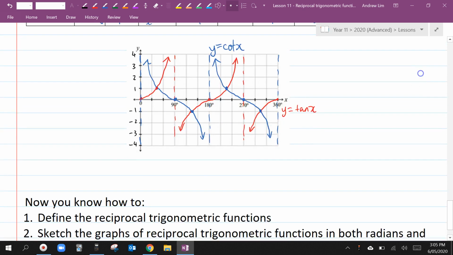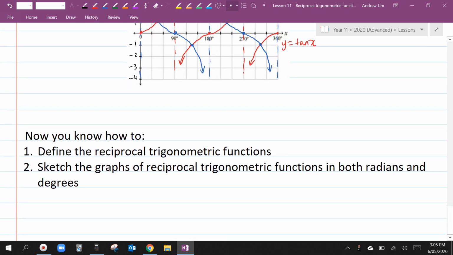Okay, so now you know how to define the reciprocal trig functions. Cosec or cosecant x is equal to 1 on sine x. Secant x is equal to 1 on cosine x. And cotangent of x is equal to 1 on tangent x. And we memorize this by looking at the third letter of the reciprocal function to determine what it pairs with. And now you also know how to sketch the graphs of these reciprocal trig functions in both radians and degrees.